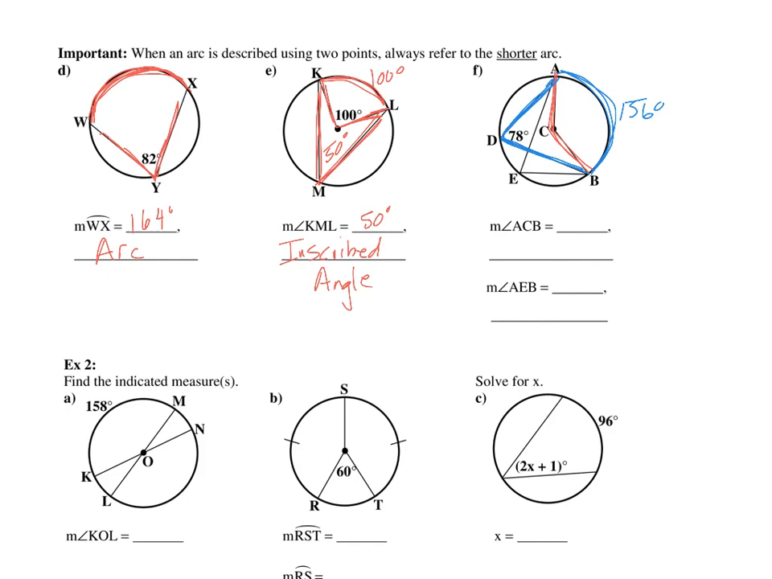This is not quite done yet. If the arc is 156 degrees, then the central angle that I have here, which I'm looking for, is also 156 degrees. That's a central angle. Then AEB, this angle here.